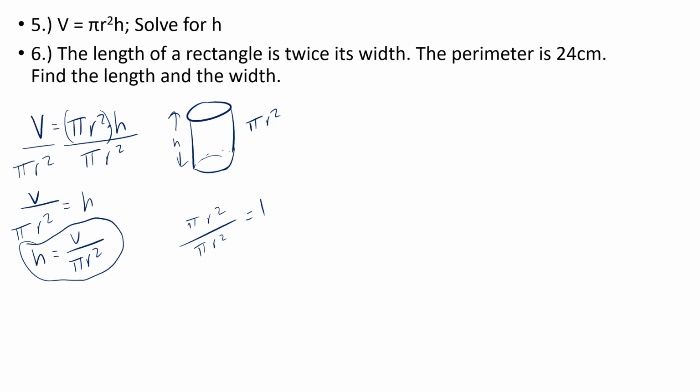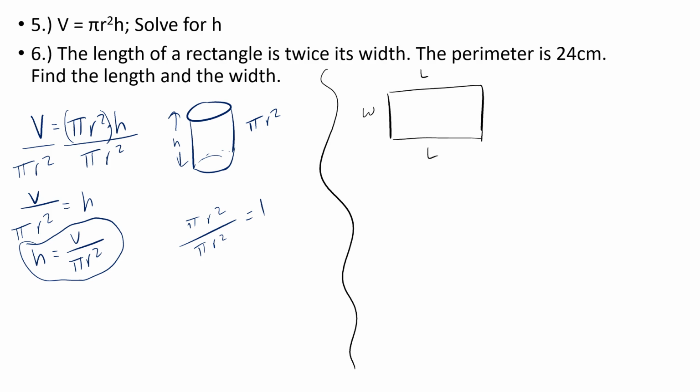And the last problem, the length of a rectangle is twice its width. The perimeter is 24 centimeters. Find the length and the width. So this one, let's draw a picture. Drawing a picture is never to be underestimated. So we've got the length, we got the width, we got the length, we got the width. We know our formula. And we know that the perimeter is 24.